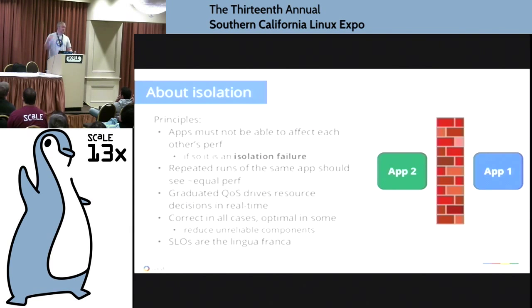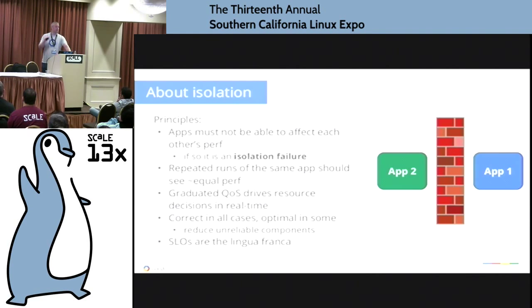Every time you run your application, you should see about the same performance. Nothing's ever going to be identical, right? There's always going to be a few escapes, but we want it to be as close as we can. This gives us our graduated quality of service, which lets us make real-time decisions about resourcing and about performance. I'll talk a little bit about what that means in a bit.